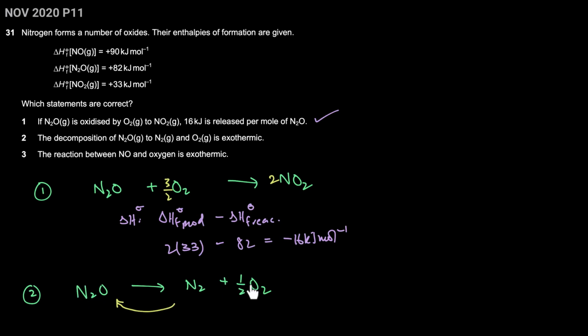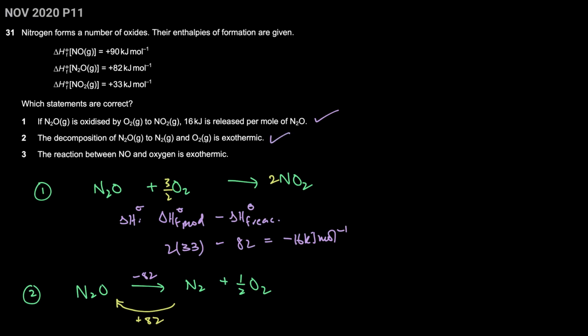So delta H formation of N2O we already know is plus 82 kilojoules per mole. So that means the backward reaction has the same magnitude, but instead of being endothermic, it would be exothermic. So we know that the backward reaction must be minus 82, which is the decomposition of N2O into its elements. If formation is plus 82 from elements to product, then product to elements must be minus 82, which is again exothermic. So the answer, so part 2 is also correct.